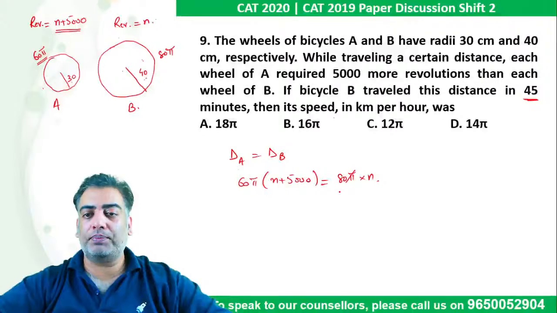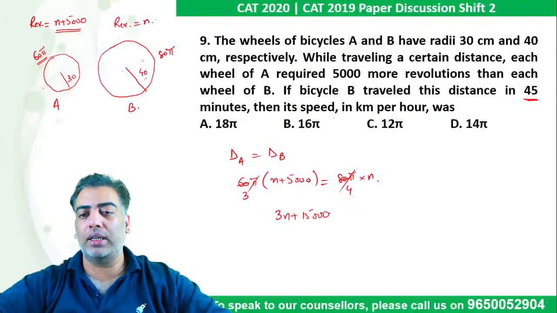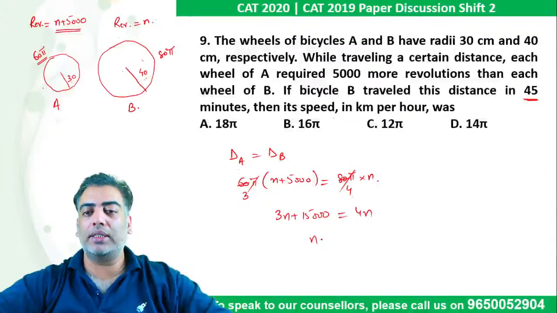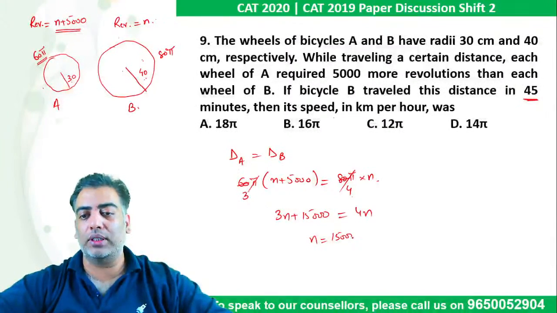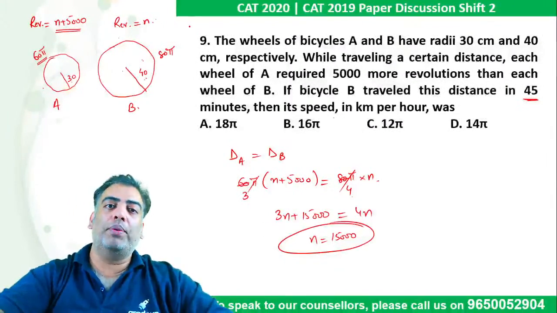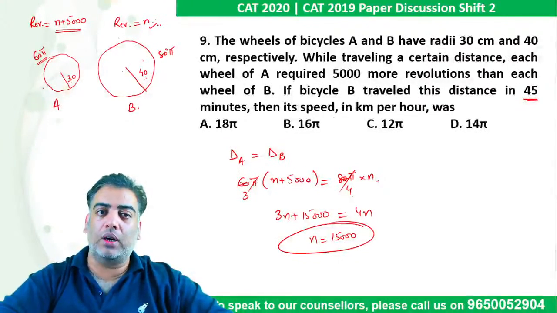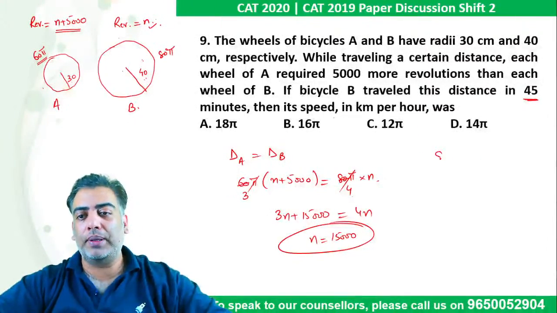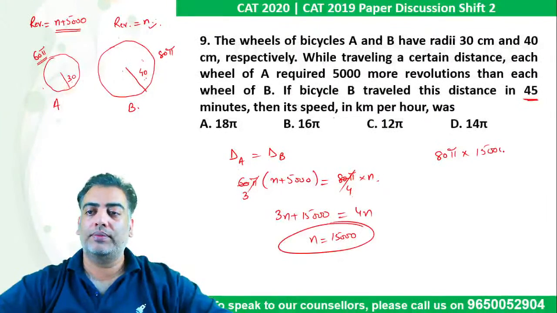So in this case, pi and pi get cancelled out. 20 times 3, 20 times 4 get cancelled out. So 3n plus 15,000 is equivalent to 4n, which gives us the value of n as 15,000. So the number of revolutions made is 15,000 and the distance covered by B is 80 pi into 15,000.